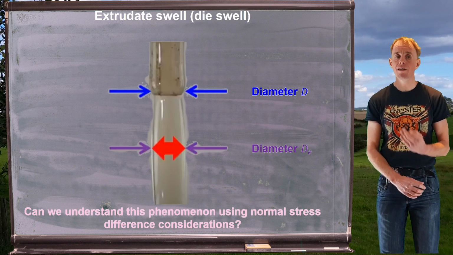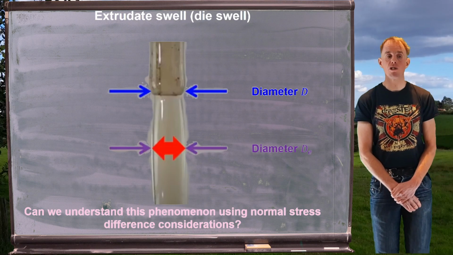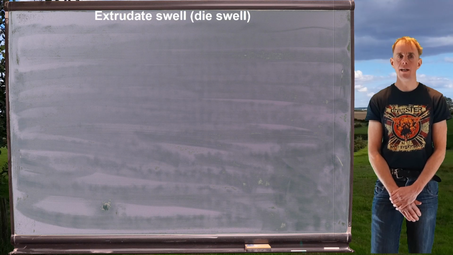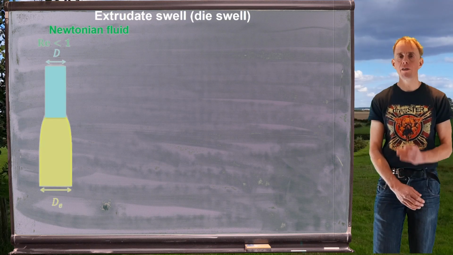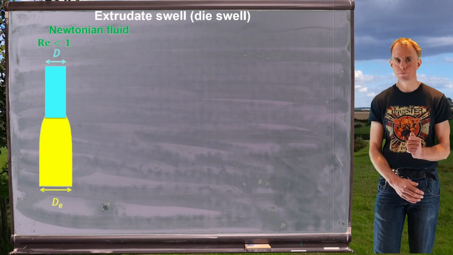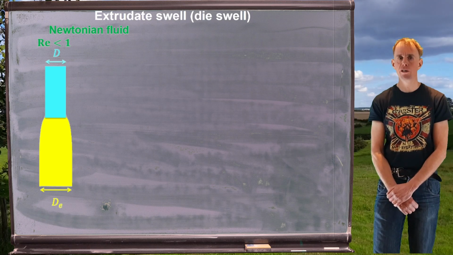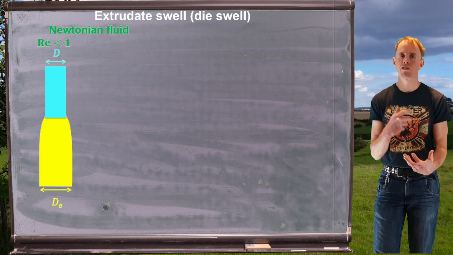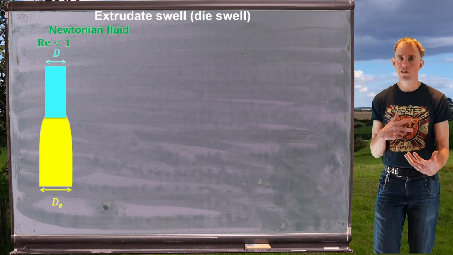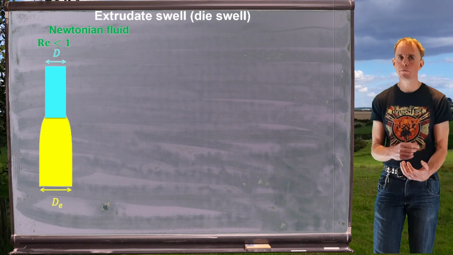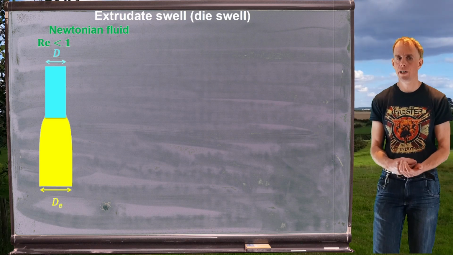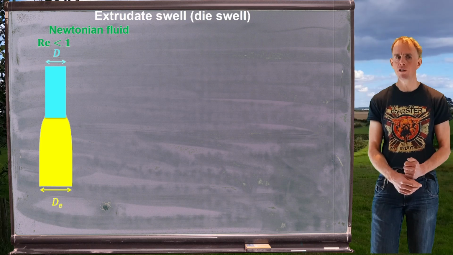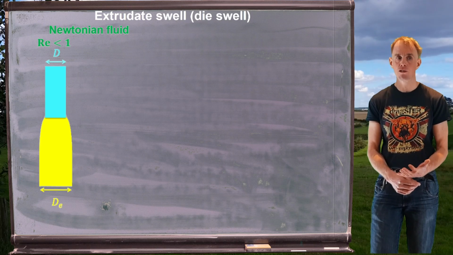So can we understand this phenomenon using considerations of normal stress difference? Let's think about how we might do it. Firstly, we're going to think what would happen in a Newtonian fluid. Let's assume I've got a Newtonian fluid being squeezed out of a syringe. Let's assume I've got a highly viscous Newtonian fluid, and I'm squeezing it slowly, such that my Reynolds number is substantially less than 1. What I find in this situation might be somewhat surprising, because I do get extrudate swell.